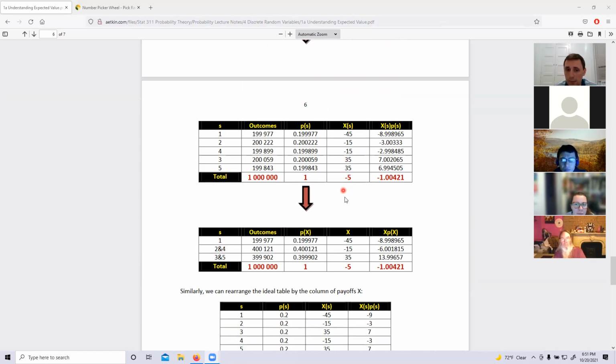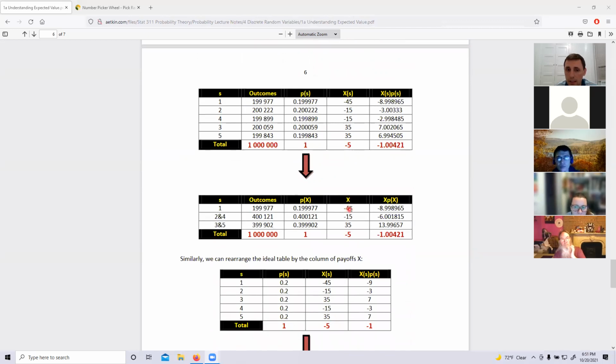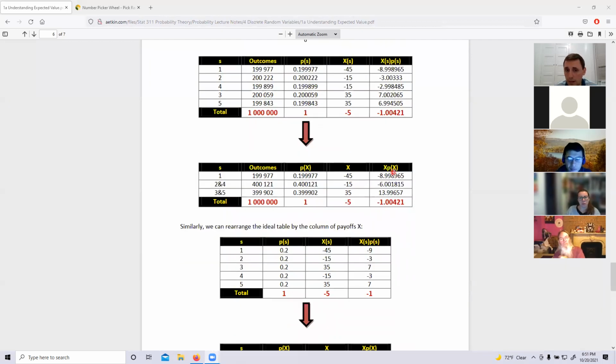So if I collapse, what happens? I just have here x. This is not collapsed. There's only one thing labeled as -45, but 2 and 4 are labeled as -15. So I add up the outcomes, right? Of outcome 2 and outcome 4, I add them up, and here is that number. And outcome 3 and outcome 5 are collapsed to 35. I add them up. You see? And I do the corresponding additions here. You see? And what do I get? I get still the same exact average. If I add those numbers, I still get the same thing.